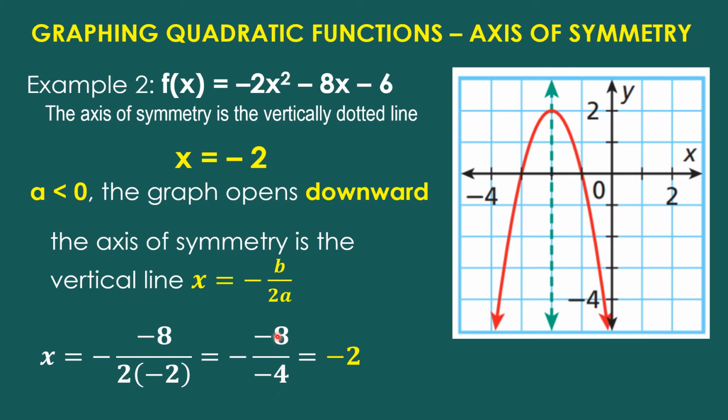That means this is equal to the negative of negative 8 over 2 times negative 2, which is negative 4. But what is negative 8 over negative 4? That is now positive 2. So negative of 2 is equal to negative 2. That means that the axis of symmetry given the formula is also the same. x is equal to negative 2.